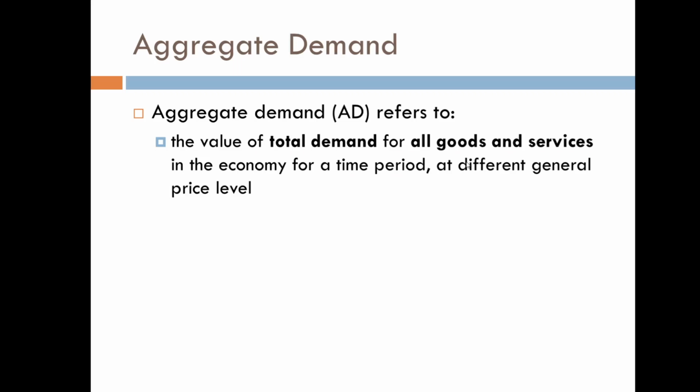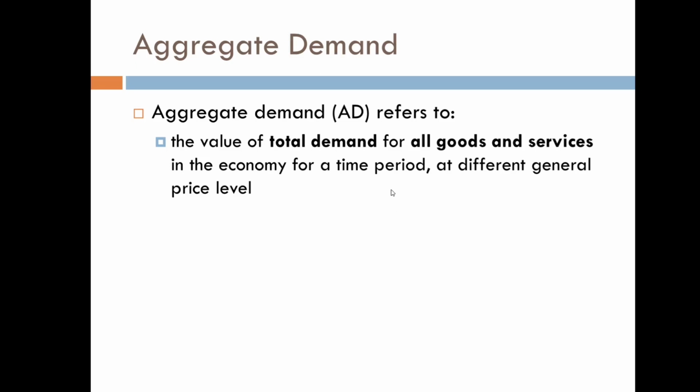Now we know the XY axis for macroeconomics when it comes to AD and AS. So let's talk about AD. This is the definition. Basically, it's the value of total demand for all goods and services in the economy at different general price levels.